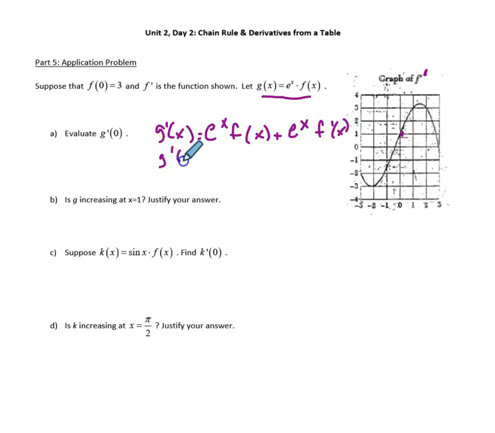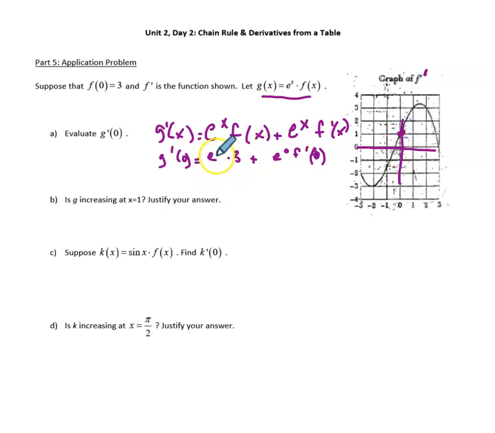So g prime of 0 is going to be e to the 0 times f of 0, which they gave us as 3, so e to the 0 times 3, plus e to the 0 times f prime of 0. Well, f prime of 0 we need to read off of this graph. And let's put the axes in here. It's really helpful to see because the graph is confusing without them in. So f prime of 0 looks to be right here at 1.